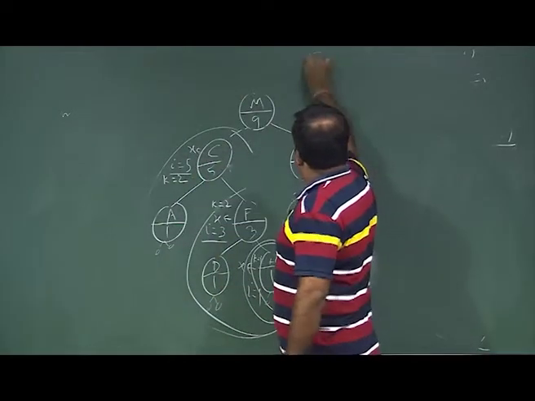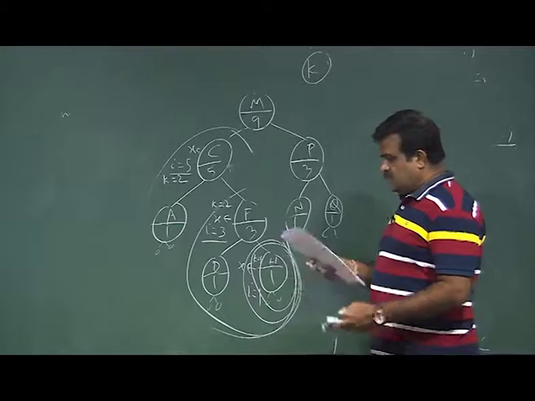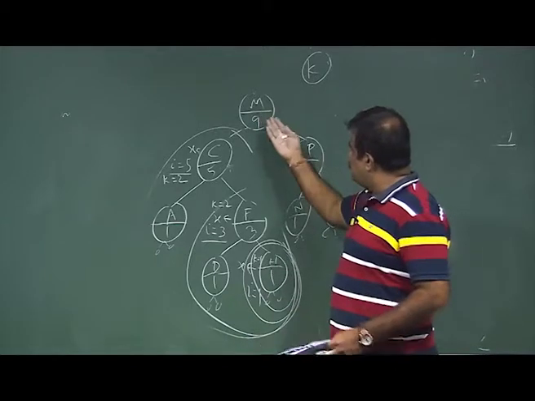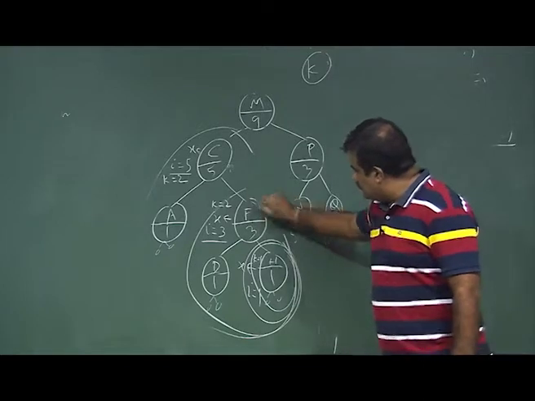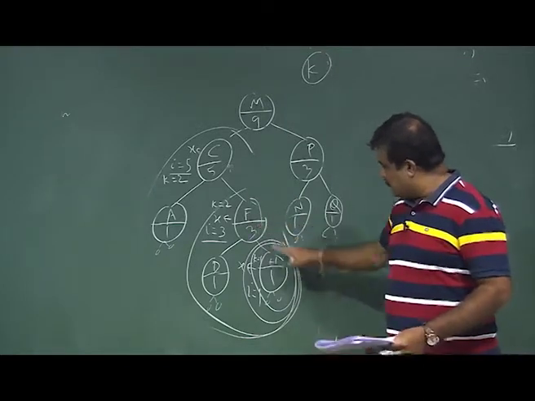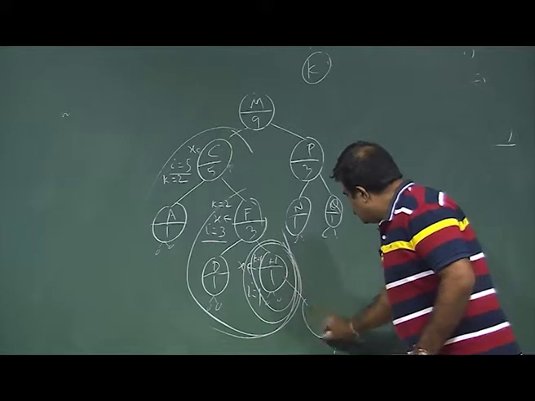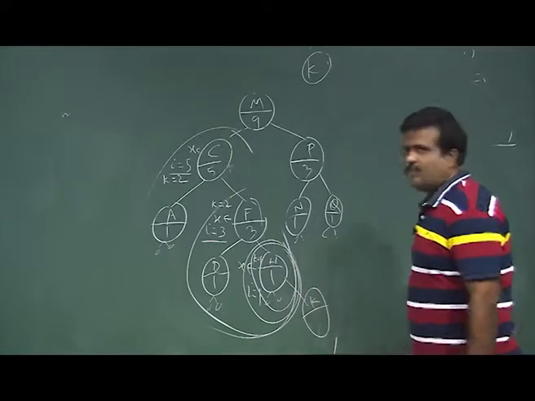Okay, we want to insert K. So, what do we do? K is alphabetically less than M, so we will go to this side. K is greater than this, so we will go to this side. K is greater than this, we will come here. K is greater than this, so we will insert K over here.